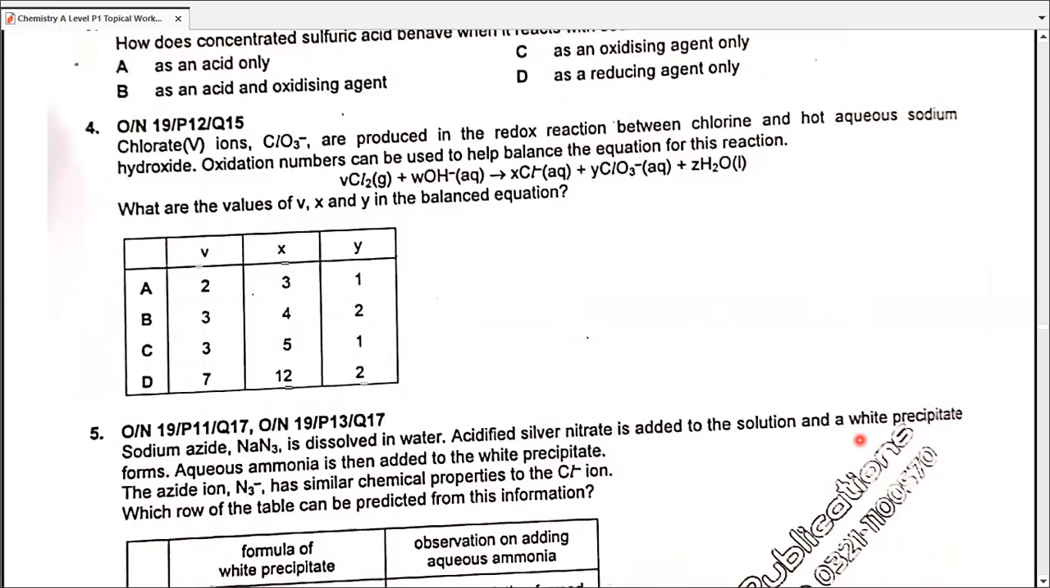Chlorate(V) ions are produced in the redox reaction between chlorine and hot aqueous sodium hydroxide. Oxidation numbers can be used to help balance the equation for this reaction. What are the values of P, X, and Y in the balanced equation?